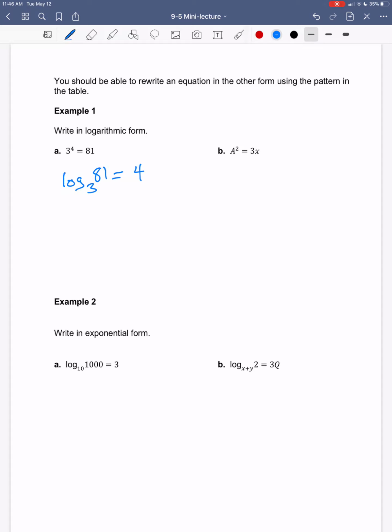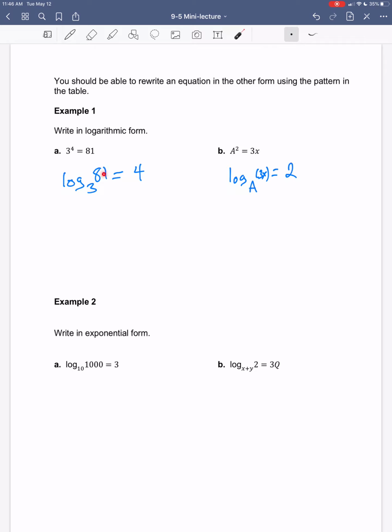I think we had that on the other side, didn't we? I should have made up a new example. Well, anyway, so here in part B, what's the base? What's being raised to the power? The a. So I'm going to have log base a of something equals something. The log has to be equal to the exponent. The exponent in this problem is 2. And then this would have to be where my 3x would go. So that I've got a to the 2nd power is 3x.